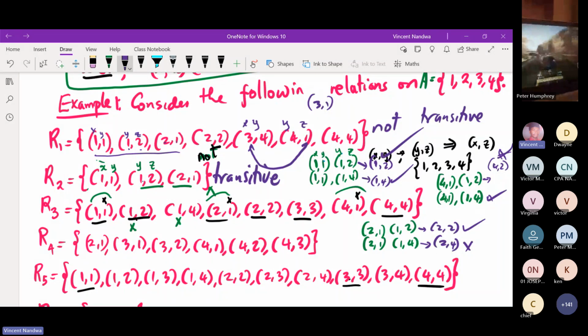Can you check whether R4 is transitive or not? So R3, we are concluding that it's not transitive, and the reason is that elements 2, 1 and 1, 4 are in R3, but we are missing 2, 4. Or you can give the reason that elements 4, 1 and 1, 2 are in R3, but element 4, 2 is lacking in R3. So remember, once you get just one counterexample, it's enough reason to justify your answer. So check whether R4 is transitive or not.